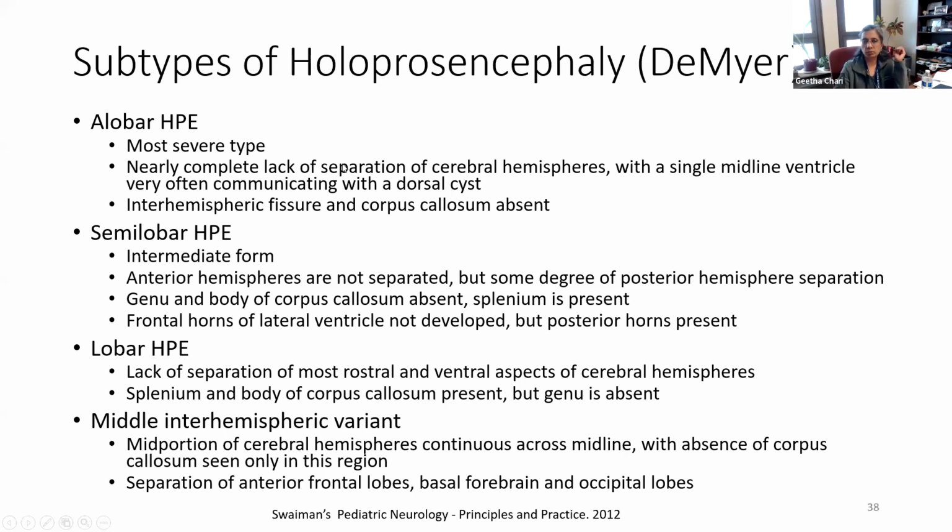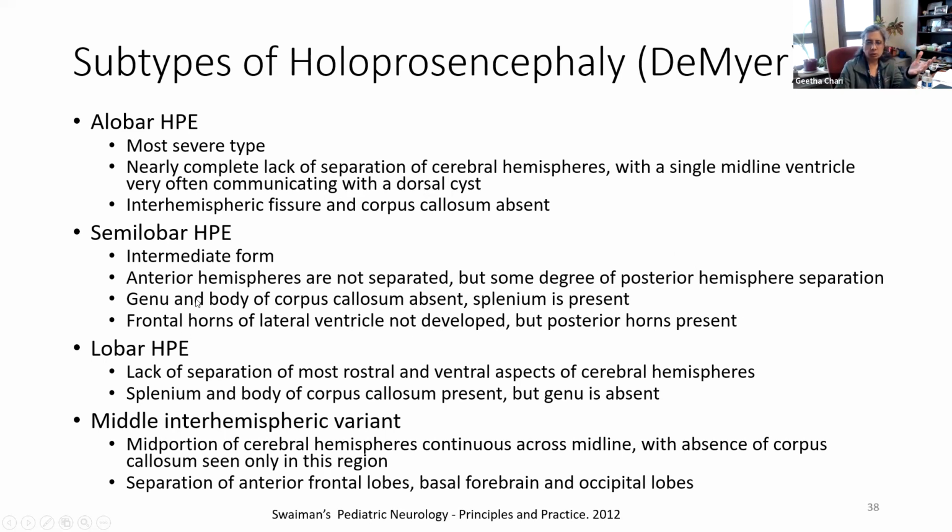Alobar, which is the most severe type, where you have complete lack of separation of the two cerebral hemispheres with a single midline ventricle, and then the interhemispheric fissure and corpus callosum are absent. The next form will be semi-lobar, which is the intermediate form. The anterior hemispheres are not separated, but there is some degree of separation of the posterior hemispheres.